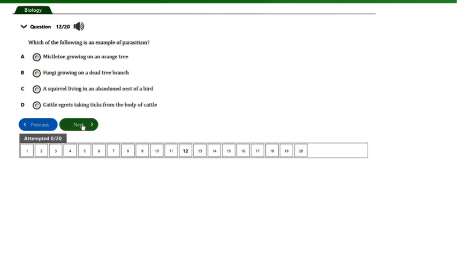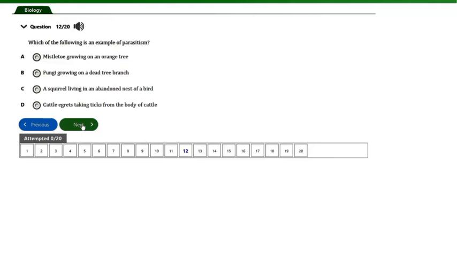So let's look at the next question, and that's question number 12. It says, which of the following is an example of parasitism? A. Mistletoe growing on an orange tree. B. Fungi on a dead tree branch. C. A squirrel living in an abandoned nest of a bird. And D. Cattle egrets taking ticks from the body of cattle.